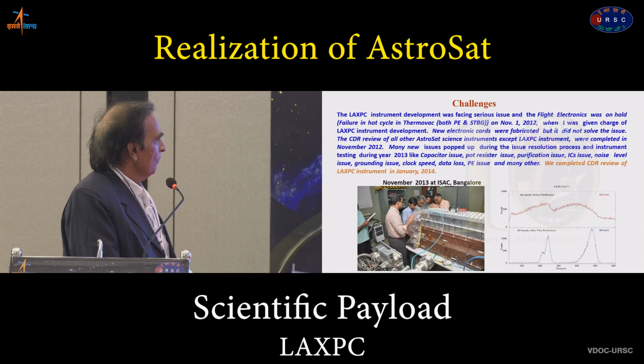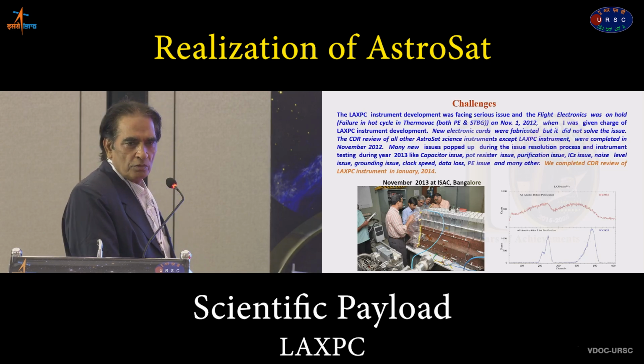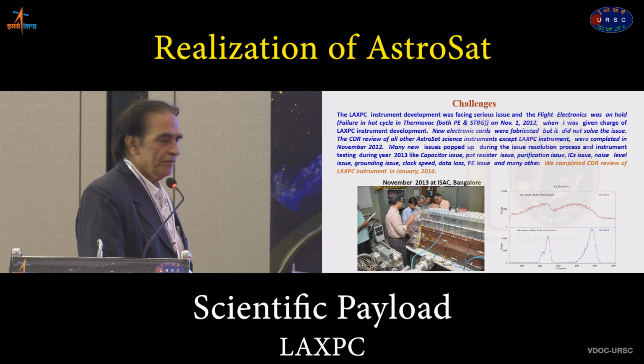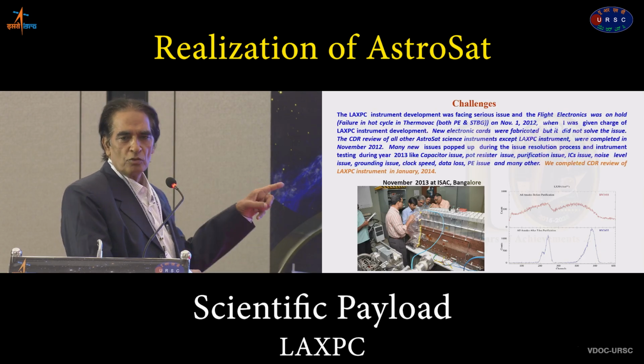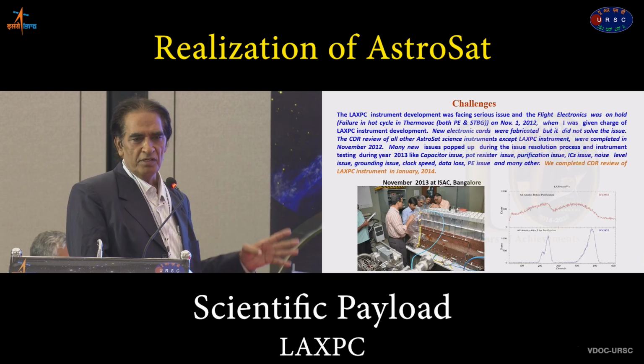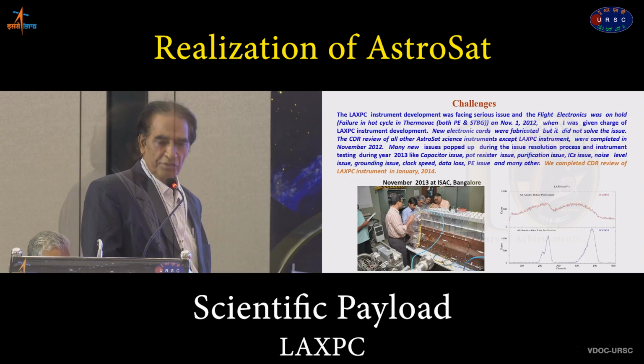Capacitor issue, port resistance issue, purification issue, the IC issues I have already described. Then level noise, ground issue, clock speed. Of course, we changed from 24 to 16 to solve a certain thing. And then the PE issue and many others. Now, one of the issues was the purification pump, and that also happened at the last moment when we were doing calibration. Before each calibration, we were purifying so that we get good energy resolution.